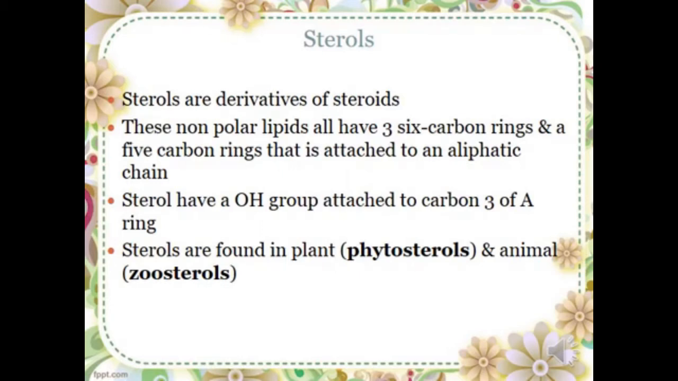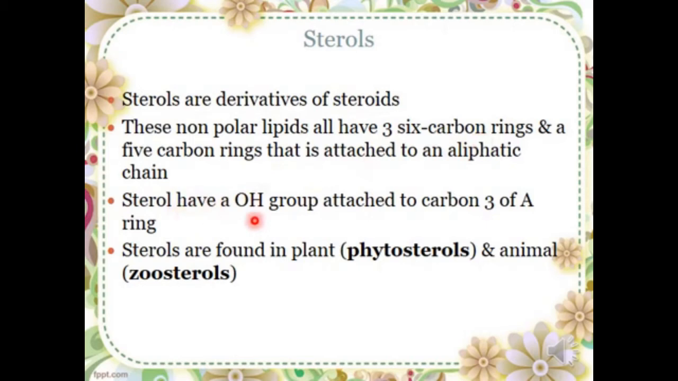So the next component of lipid is sterol. Sterol are the derivatives of steroids, and these are example of non-polar lipids. Okay, so if phospholipid is polar lipid, sterol is non-polar lipid, and they have 3 6 carbon ring and 5 carbon ring attached to an aliphatic chain. So this is the general structure of sterol. You see 6 carbon ring with 5 carbon ring, and they are attached to aliphatic chain.